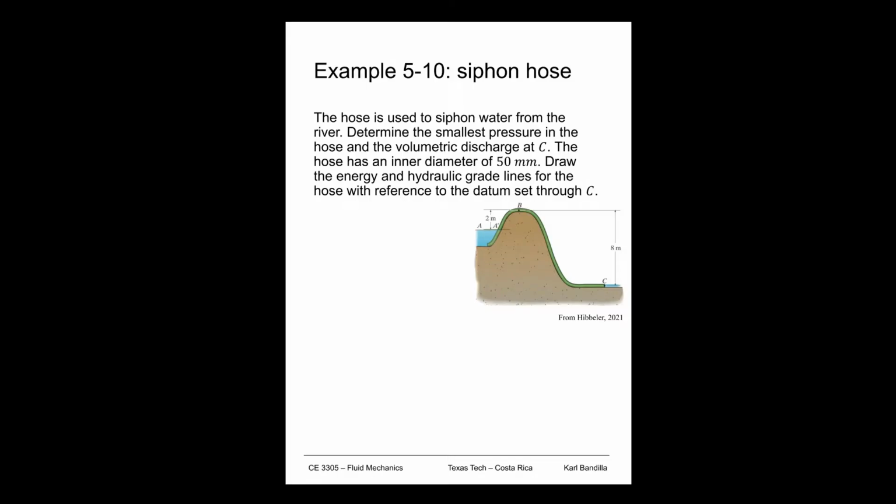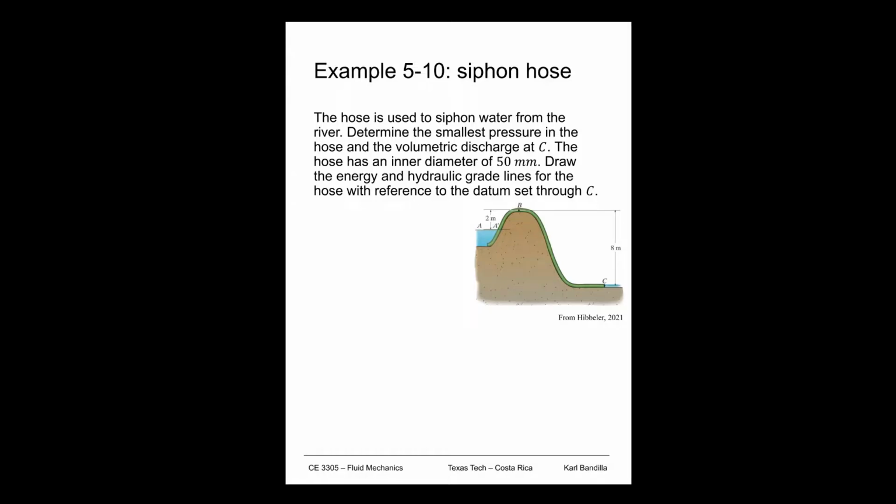This is example 5-10, siphon hose. So basically what we have is a reservoir up here, the blue one right there, and then we have a hose that sits in that little, I guess it's a river, and once we start water flowing, it will keep on flowing even although it has to go uphill first and then goes down, right? That's the idea of a siphon.